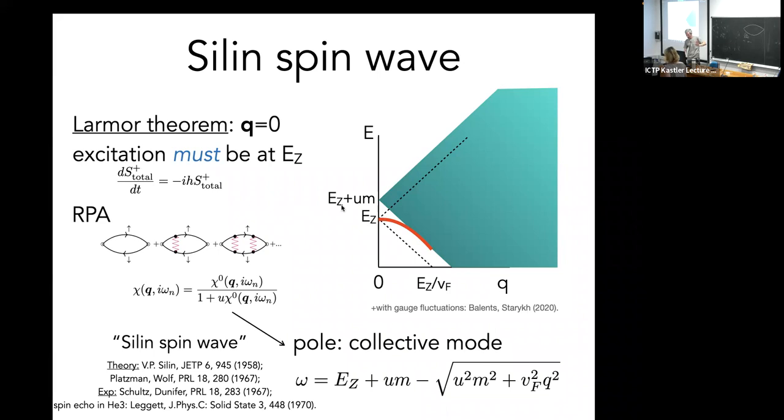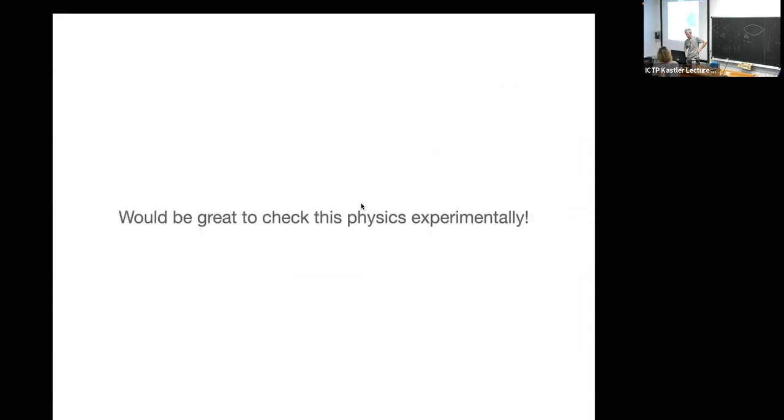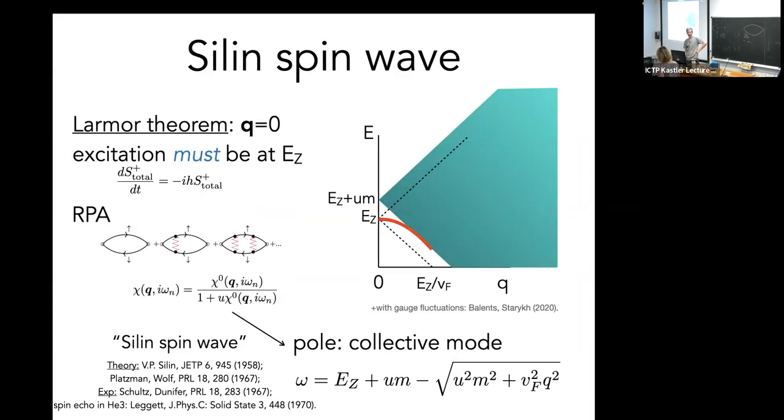if that would be the whole story, then Larmor's theorem would be violated, because looking at this shaded cyan picture, you'd be forced to conclude that at zero momentum, the system responds at a frequency which is Zeeman plus interactions times magnetization. And this cannot be true, as was recognized by Silin and many others after him. And instead, interaction between spinons, or electrons and holes in the case of a metal, produces a bound state with spin one. And this bound state determines the response at small momenta.